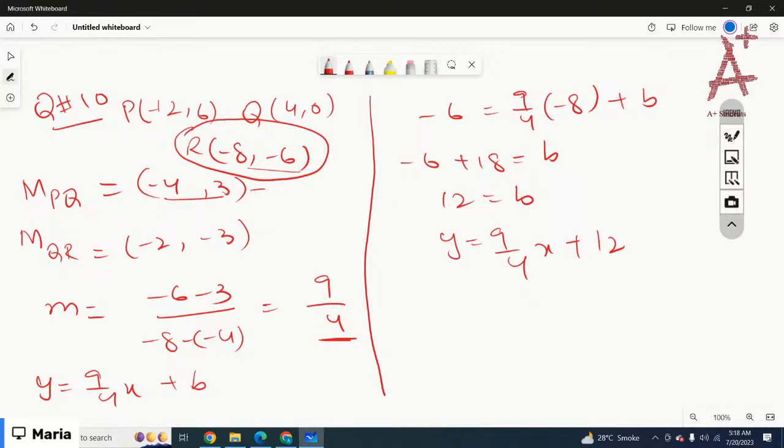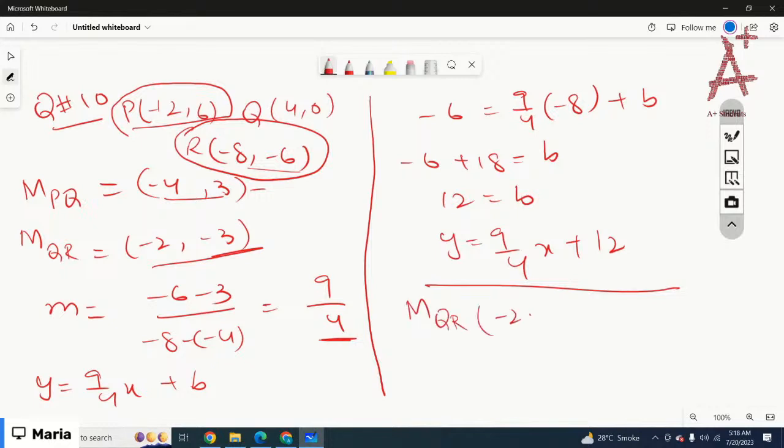Now you have to find the slope of the median passing through the point P. Here is point P, because you have to find the equation of the centroid. So it would be negative 12 and 6. So here is the point QR. Now use QR, the midpoint negative 2, negative 3, and point P and calculate the other equation.